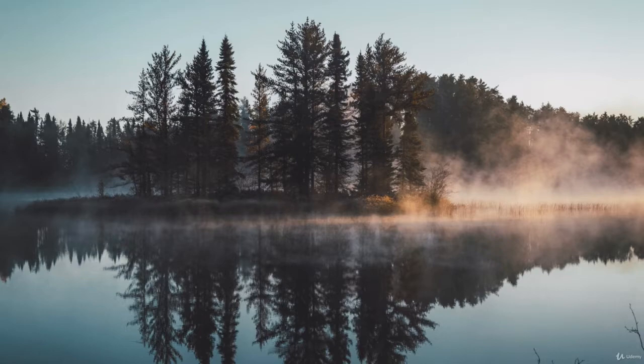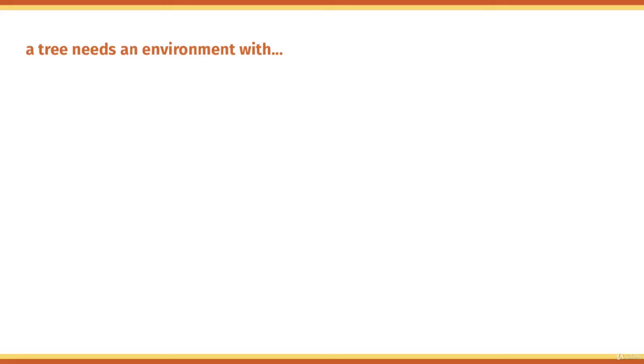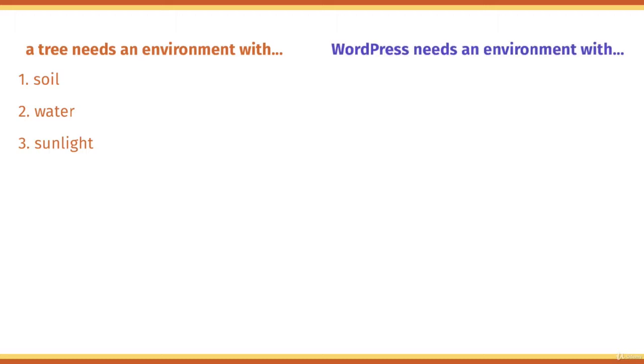A tree needs a particular environment. It needs an environment with soil, water, and sunlight. Well, it's the same thing with WordPress. We can't just plant WordPress anywhere on our computer. WordPress needs an environment with the following three things. Number one, PHP. Number two, Apache or Nginx. And number three, MySQL or MariaDB. Now don't worry, I do not expect you to know what any of those things are.